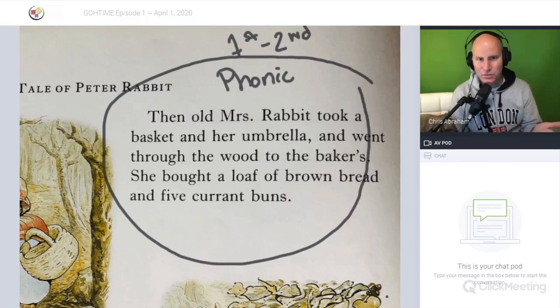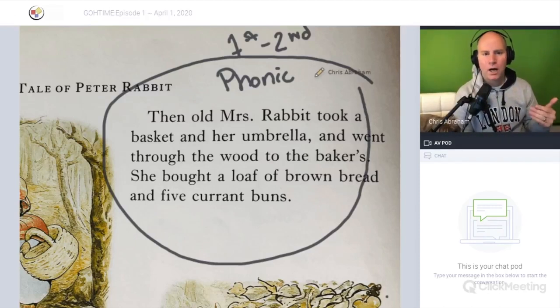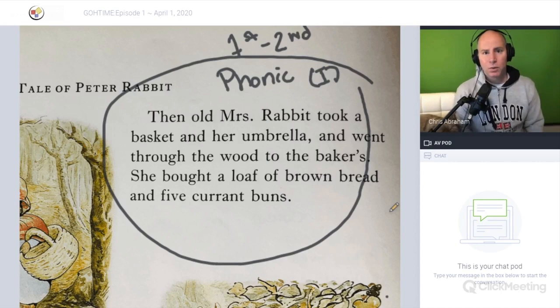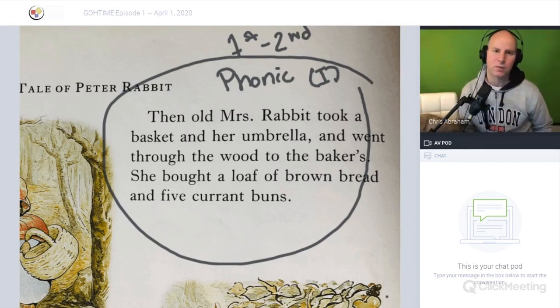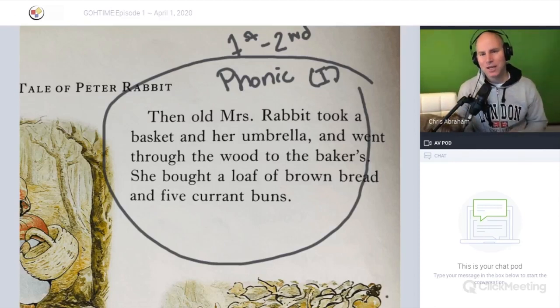Now within this text right here, these are all basic tier one words. So we're going to deal with tier one vocabulary only. And some of these words are phonetically regular and some of them are irregular. But let's just stick with the ones that are phonetically regular first, okay? So I'm just going to pick some words out here.